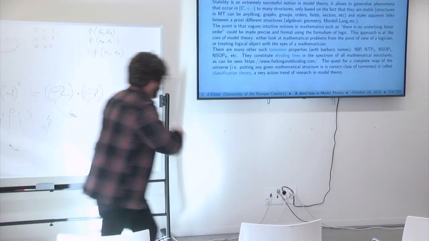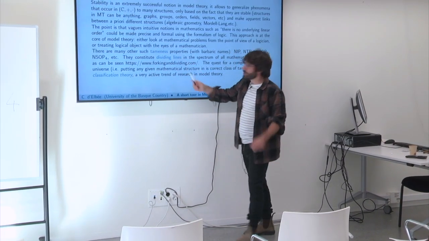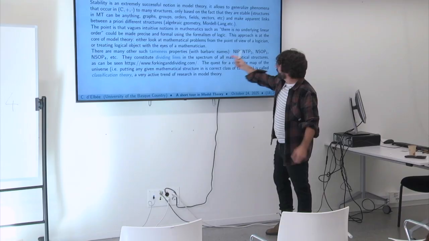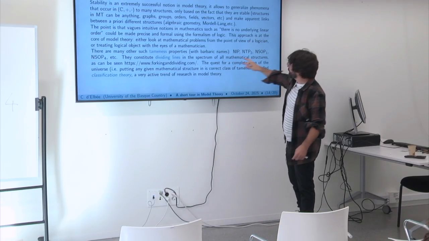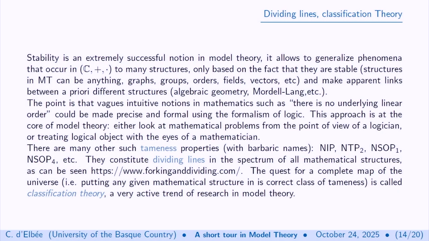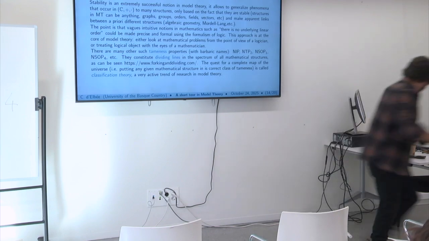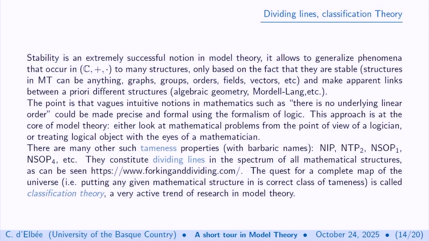Okay. Right. Okay. So let's have some fun. There are many other such tameness properties, with barbaric names, NIP, NTP2, whatever. The N stands for no blah blah blah, because you are preventing a phenomenon from existing. They constitute dividing lines in the spectrum of all mathematical structures, and so we can maybe have a look.